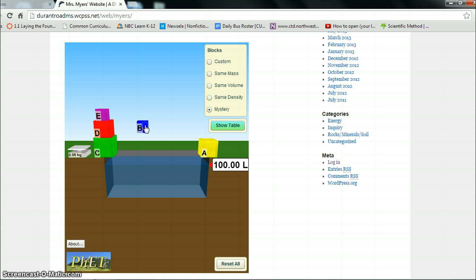Then what you do is you submerge the block into the water, and you record this number right here. Okay, and then you take the mass that you got on the scale and divide it by the displacement here. So it started at 100. The displacement is actually 0.64. Okay, so I would take my mass, 0.64, divided by my displacement, my volume, which is 0.64. 0.64 divided by 0.64 comes out to be 1.